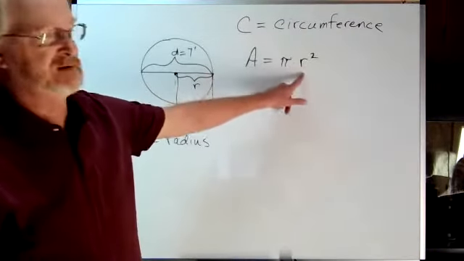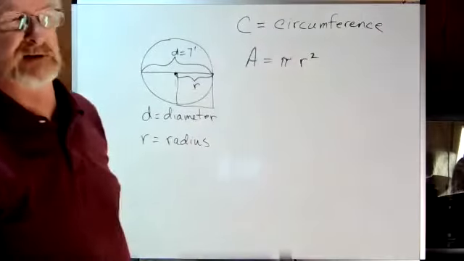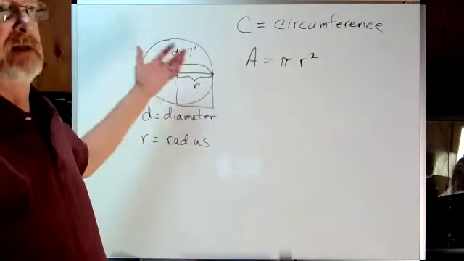Notice this is just squaring the radius, not pi times the radius and then squaring. If we wanted to do that, we'd have to put those together in parentheses. So just the radius number is going to get squared, and that'll tell us the area of that circle.